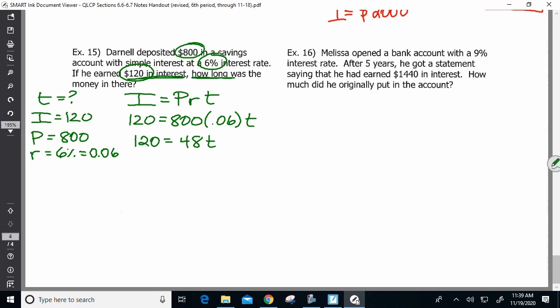Then we still have to get T by itself. Divide both sides by 48. The 48s drop out. So T is equal to 2.5 years. So it's going to take 2.5 years for Darnell to get $120 in interest. Not bad, provided that he doesn't touch the money in the account.